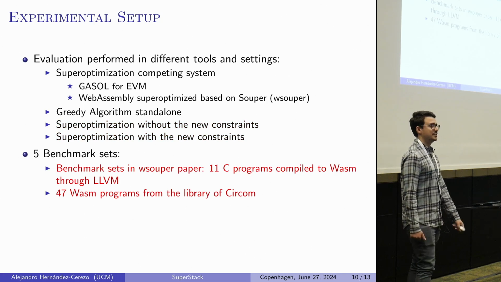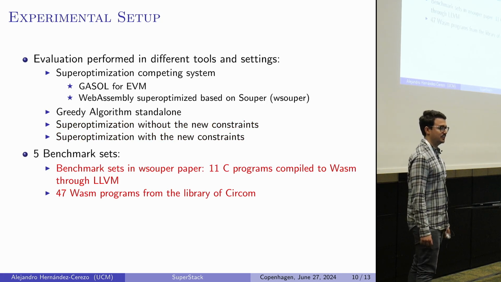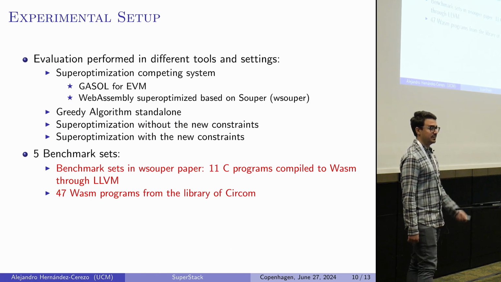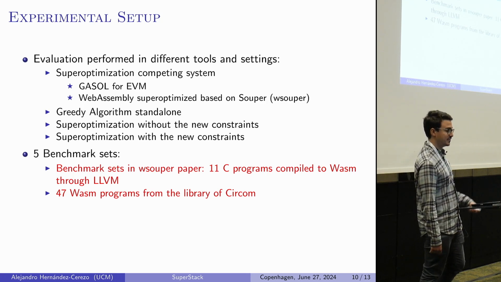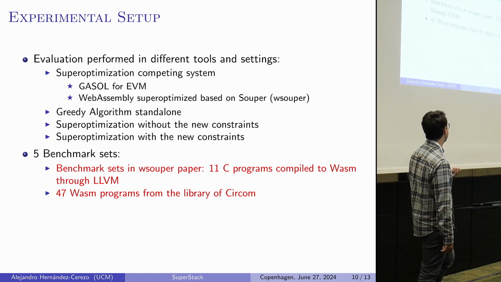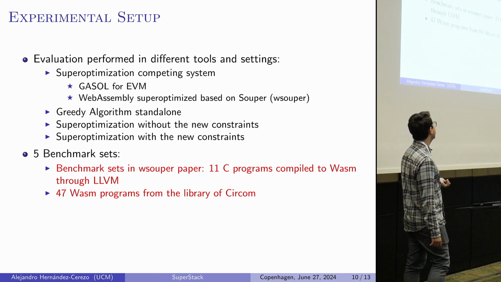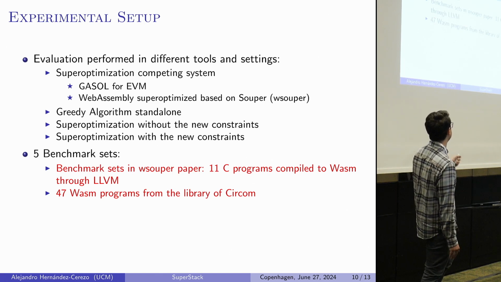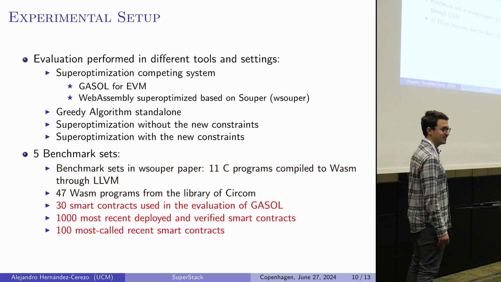Here, we have used 5 different benchmark sets, 2 for WASM and 3 for EVM. In the case of WASM, we have the benchmark set of the WSuper paper, and we have also downloaded some WASM programs from the library of Circom. The Circom language, well, is a language used for building arithmetic circuits in zero-knowledge protocols, and it's very popular, and that's why we chose it.